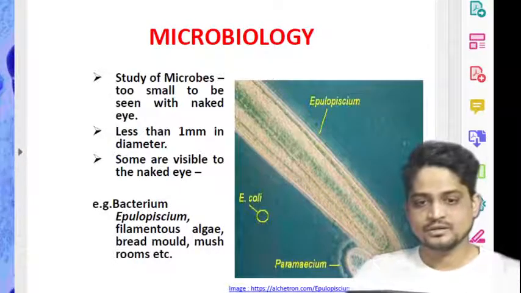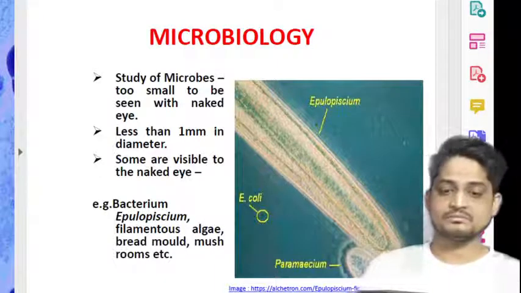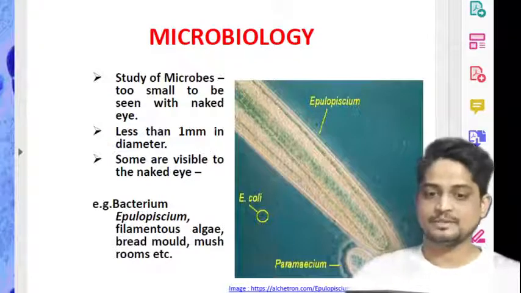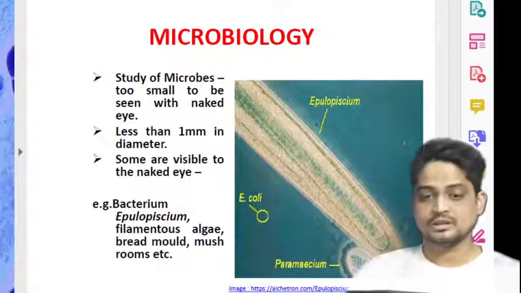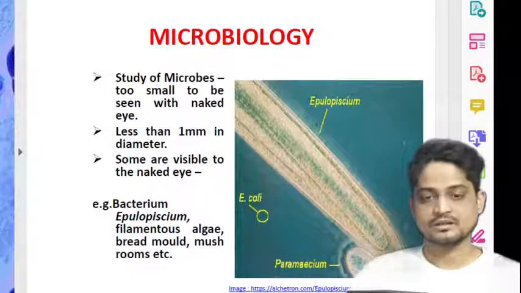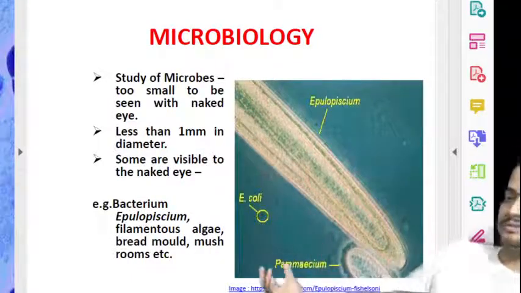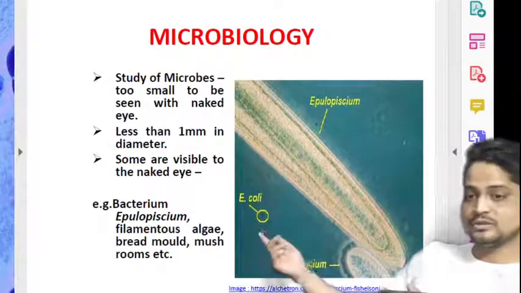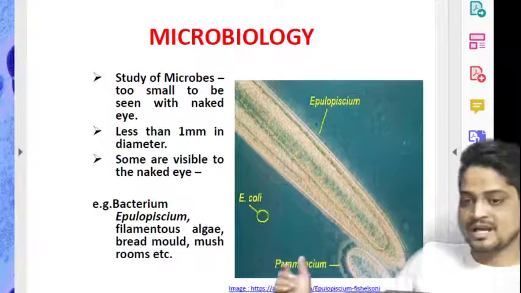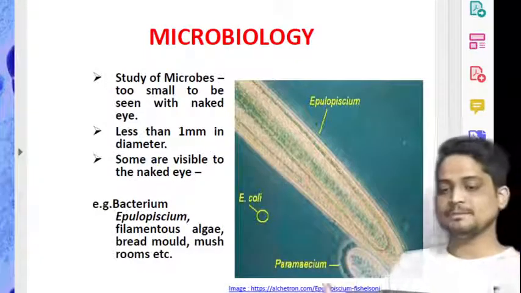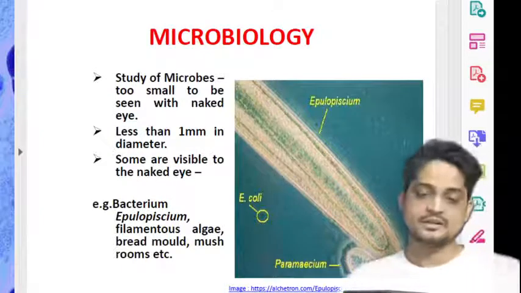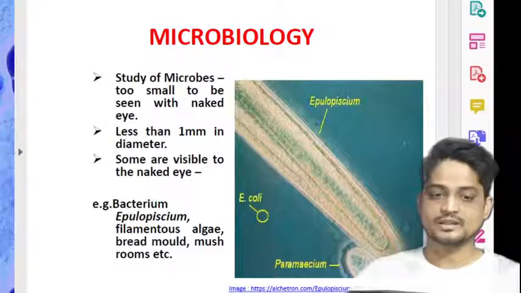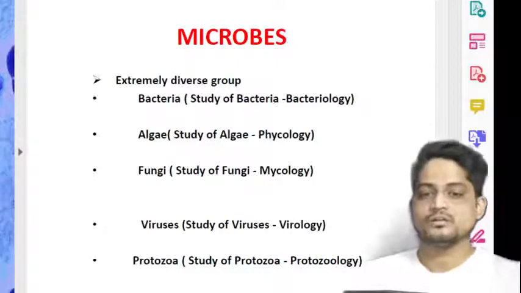Some are visible to the naked eye, for example the bacterium Epulopiscium, or filamentous algae like bread mold and mushrooms, etc. You can see the picture of E. coli. We can compare the size: this is E. coli, this is Epulopiscium, and this is Paramecium. So you can compare the size of these microorganisms. Now, what are microbes?